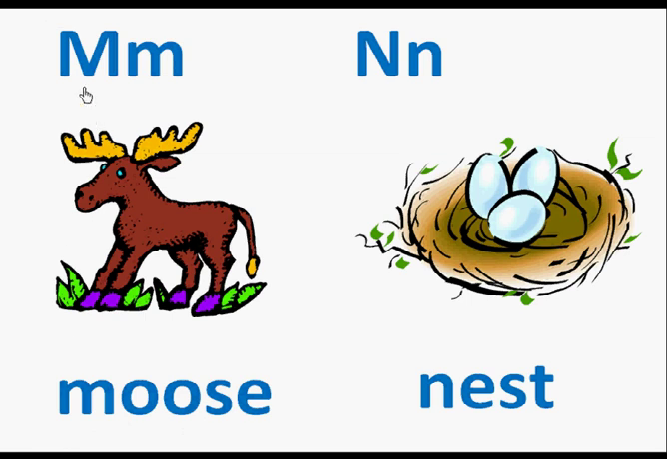Here's a capital M, a small m, a picture of a moose, the word moose. The letter M makes the sound M. So we'll read this page. M, moose, M.